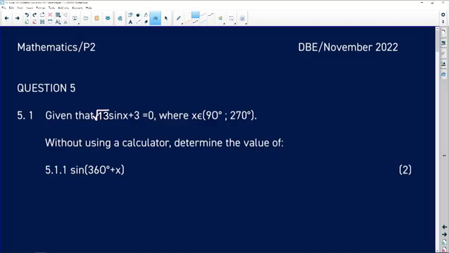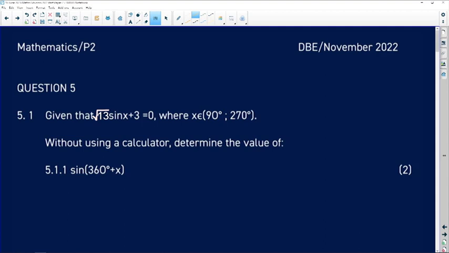All right, let's take a closer look at question 5 of the grade 12 paper 2 of November 2022. Question 5.1 says, given that the square root of 13 sine x plus 3 equals 0, where x is between 90 degrees and 270 degrees, without using a calculator, determine the value of 5.1.1 sine of 360 degrees plus x.